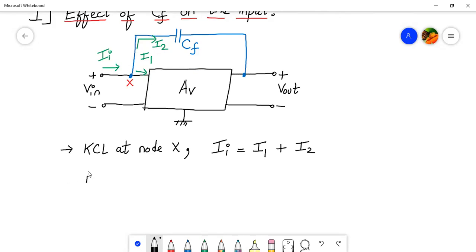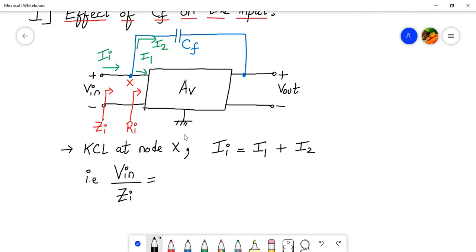So what can we write next step now? What is Ii? Ii will be V in upon Zi. So what will be Zi? Zi will be the input impedance of the entire circuit. And there will be one more impedance, Ri, the impedance looking into the amplifier. So Zi is the overall input impedance of the circuit, and Ri is the input impedance of my amplifier. So let's just consider that Ii is the current which is flowing into the circuit, correct? So Ii will be given by V in divided by Zi.